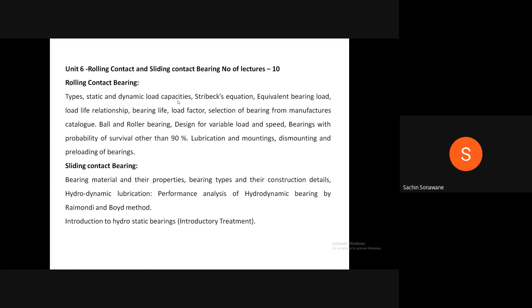Now, sliding contact bearing: bearing material and their properties, bearing types and their construction details, hydrodynamic lubrication, performance analysis of hydrodynamic bearing by Raimondi and Boyd method, and last is introduction to hydrostatic bearing, introductory treatment only. Therefore, this is the syllabus of this chapter.